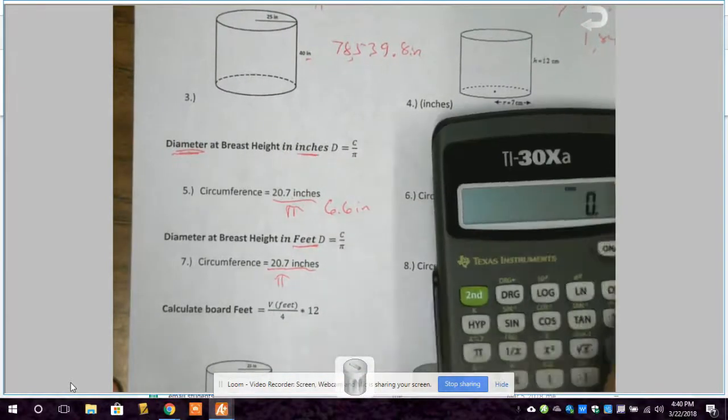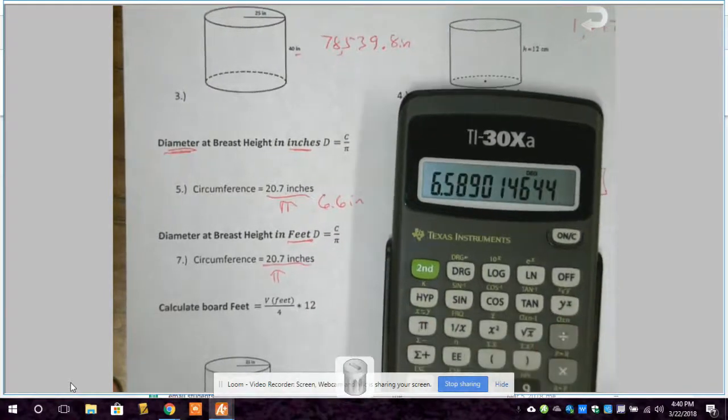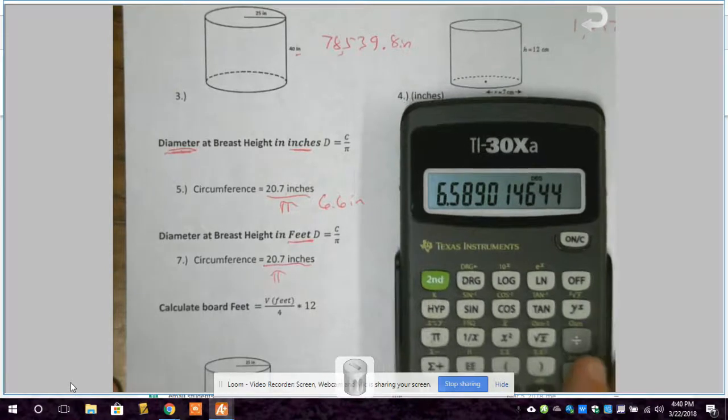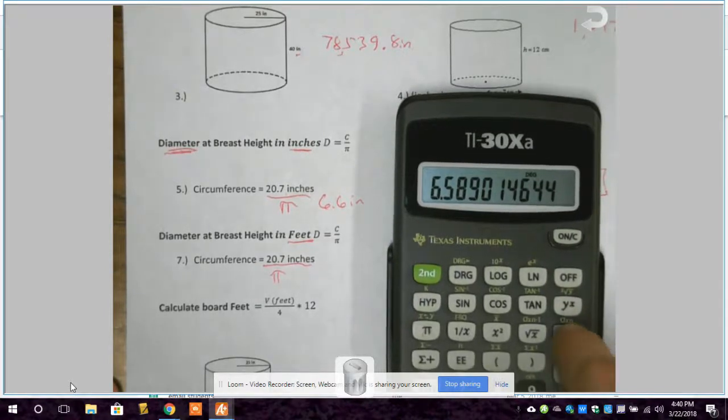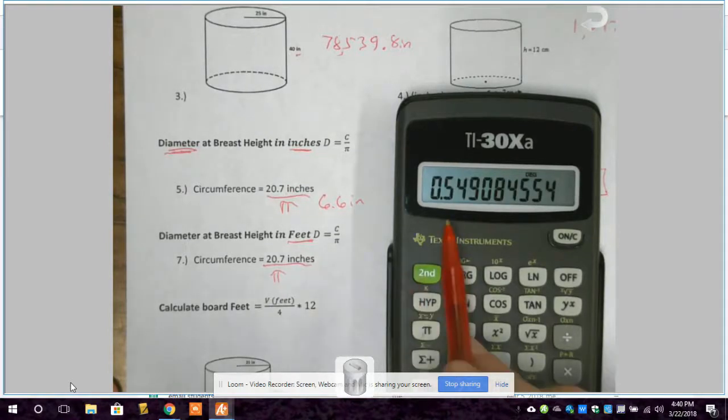Okay, so I have that guy. 20.7 divided by pi equals 6.6. I want to divide this by 12, because there are 12 inches in a foot. So it'd be 0.5, 0.54, then 0.55, so that's still going to be 0.5.